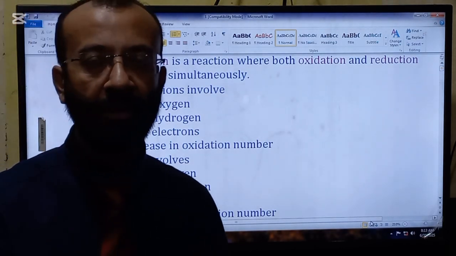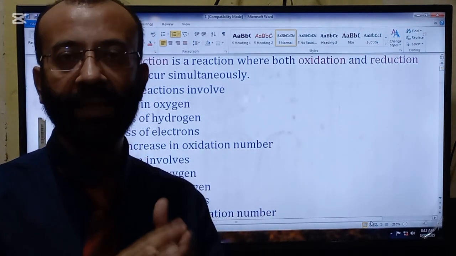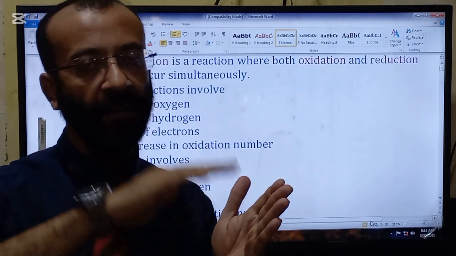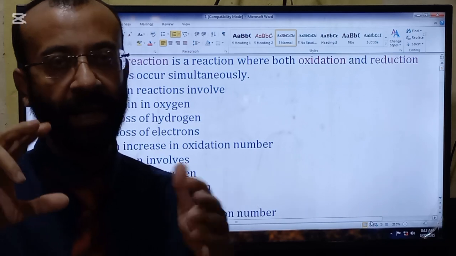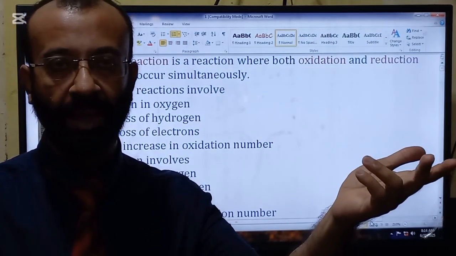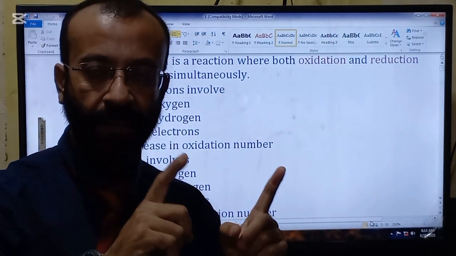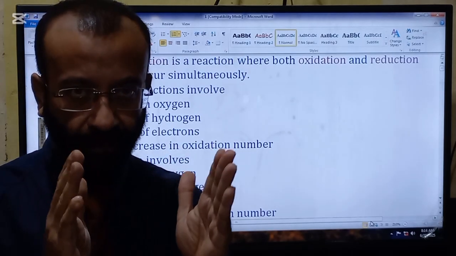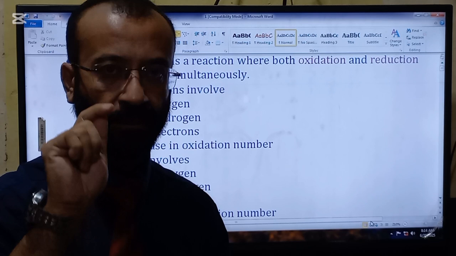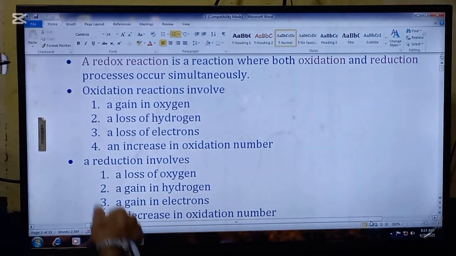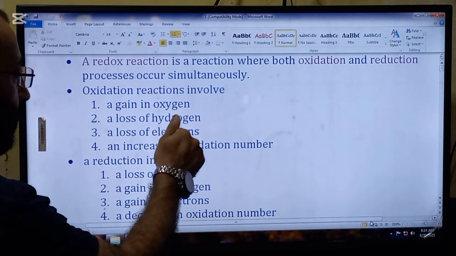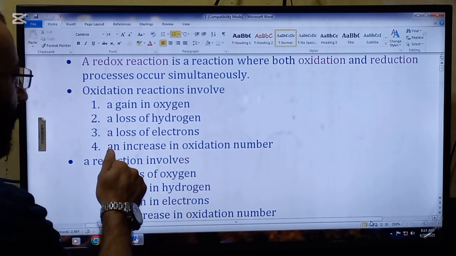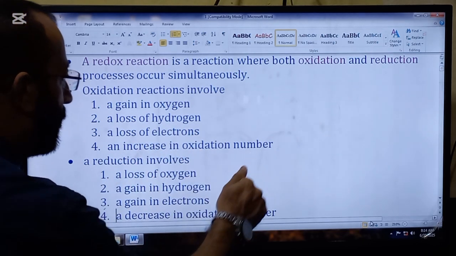So it means if you learn the ideas of reduction reaction or oxidation reaction, then the reverse of these ideas will be of the other reaction. Oxidation and reduction reactions are reverse of each other. Now there are 4 points. First, learn them. Number one, oxidation reaction is a gain in oxygen, a loss of hydrogen, a loss of electrons, or an increase in oxidation number.